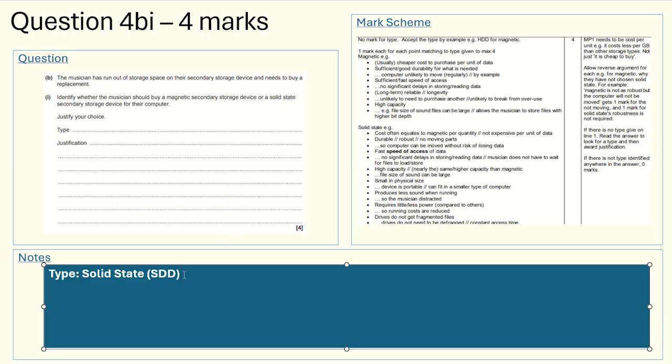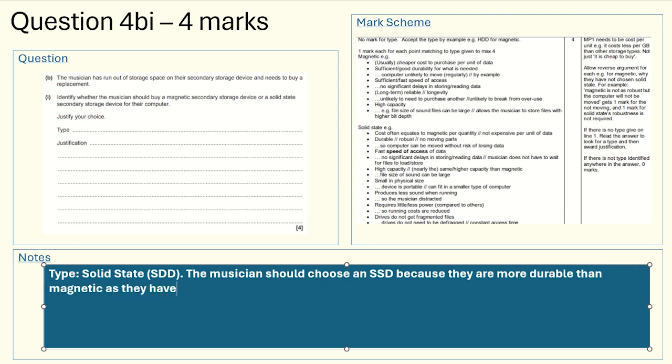So let's have a look at an answer. We've gone for solid state here. We need to justify our choice. So we could say the musician should choose an SSD because, and let's go for the first point, which is the most obvious, that they are more durable than magnetic as they have no moving parts. Okay, so that would be 1 mark there for saying that it's durable because it's got no moving parts.